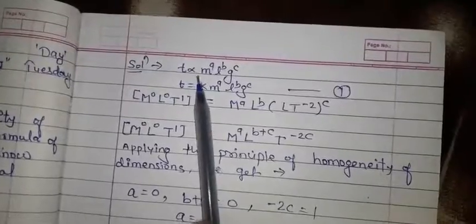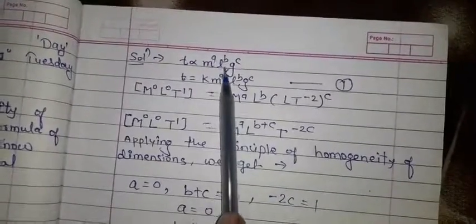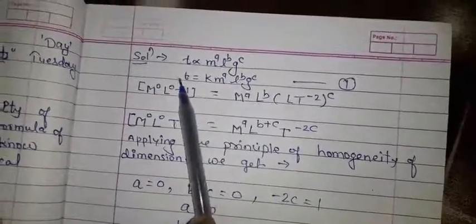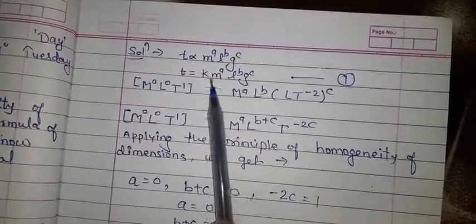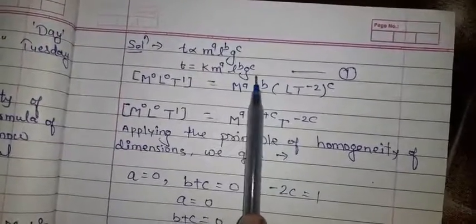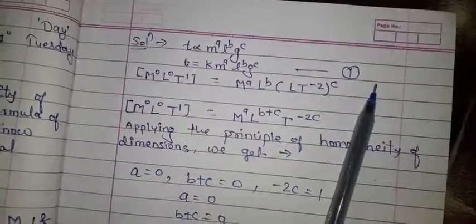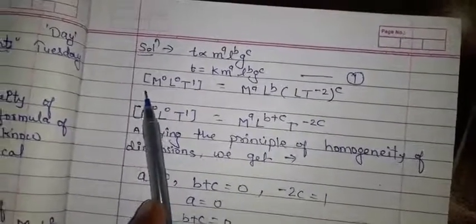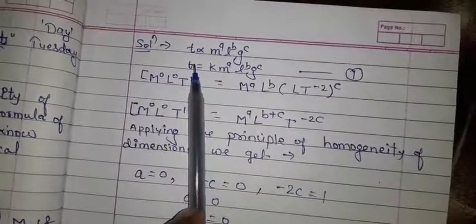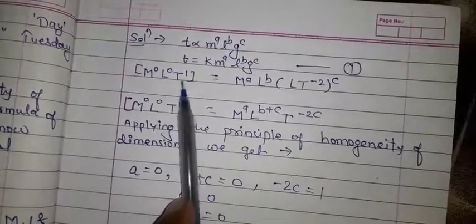T is directly proportional to M^a L^b g^c, and T equals k M^a L^b g^c. This is equation number first. Okay, so if we write the dimension of time, then M^0 L^0 T^1.